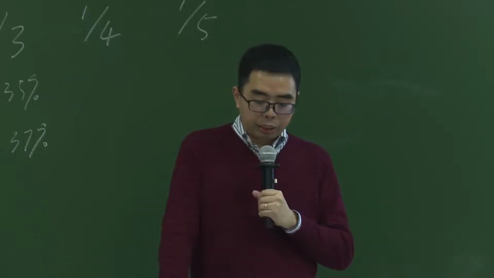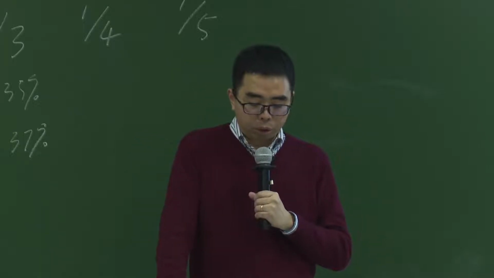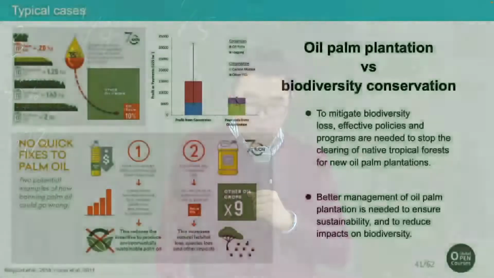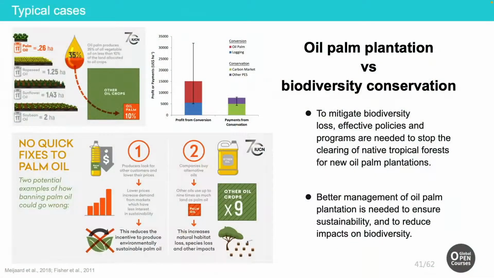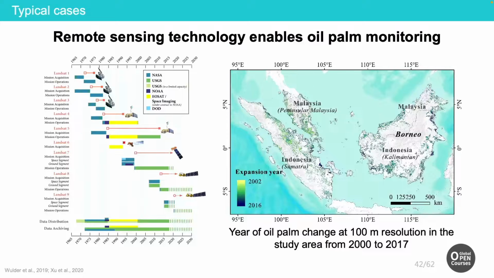So there's a report that gives the suggestion that to mitigate biodiversity loss, effective policies and programs are needed to stop the clearance of native tropical forests for new oil palm plantations. And also better management of oil palm plantations is needed to ensure sustainability and to reduce the impact on biodiversity. So with regard to management and monitoring, remote sensing can play a very important role.